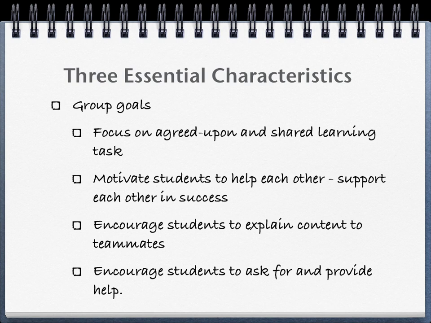So for example, a group goal that you may have in your classroom is for students to learn how to perform multi-digit multiplication. Then, for the group goals, the students are motivated to teach each other how to efficiently and successfully multiply using multi-digits. And so the students are explaining content to their teammates and really collaborating together.